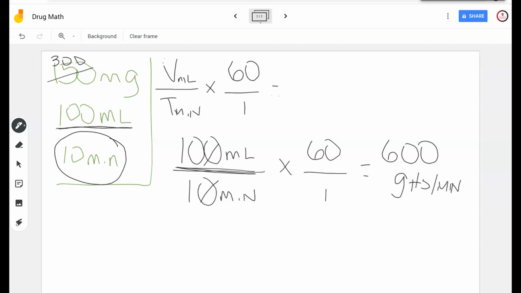Now, if I was to say, okay, that's a lot of drops to count, I'm not really feeling that, I'm going to use a macro drip. And that macro drip is going to be 10 drops per milliliter. Pretty simple, right? If I decided, no worries, friends, I have a 15 drop set. Really liking this 15 drop set today, right?